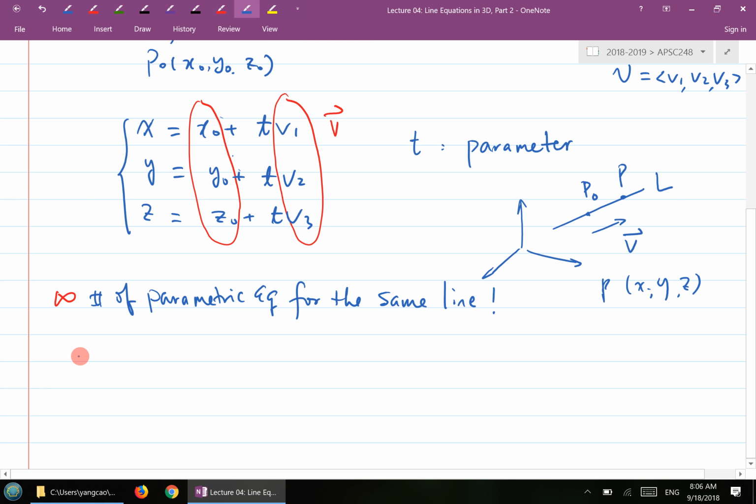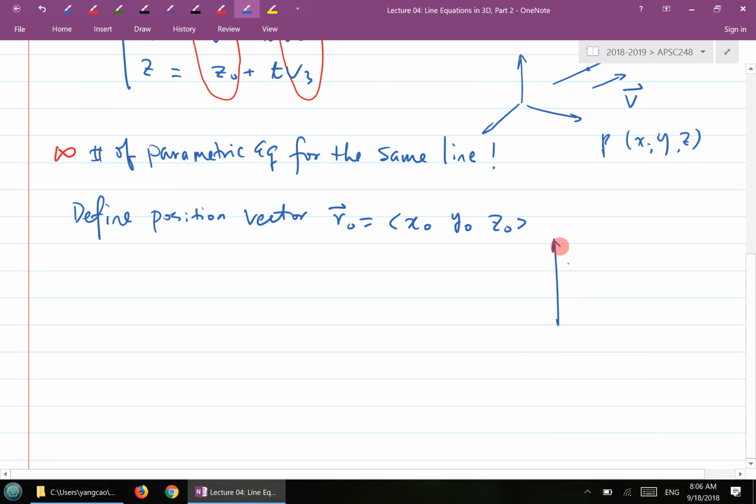So let's say we define a position vector. Okay, define a position vector R naught, x naught, y naught, z naught. Okay, so here is basically what I mean. I'll draw the line again. So here's line L, and here's your P naught, and this is your arbitrary point P here. P naught has coordinates x naught, y naught, z naught, given by R naught.